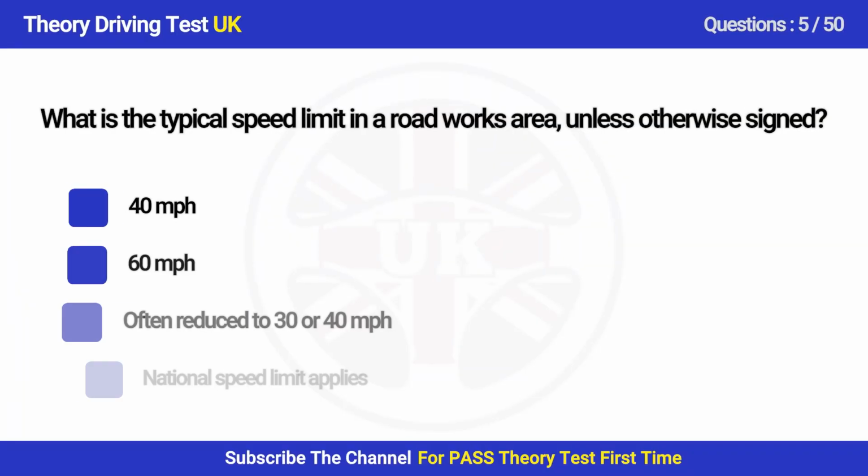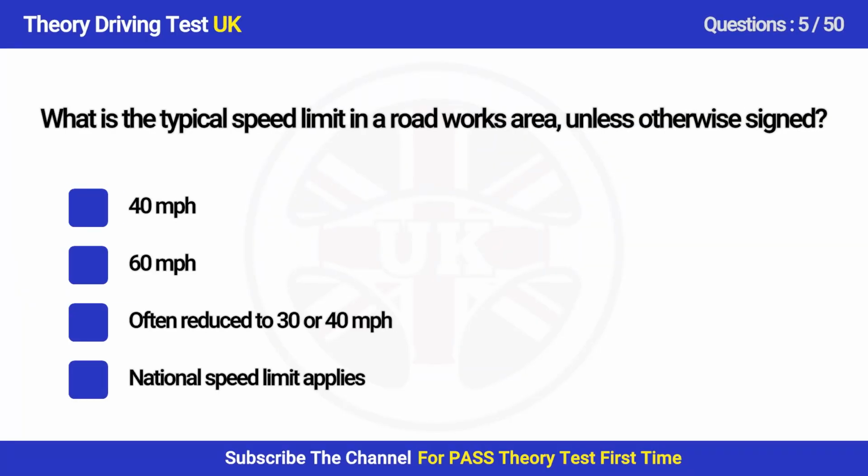Question 5. What is the typical speed limit in a roadworks area unless otherwise signed? A. 40. B. 60. C. Often reduced to 30 or 40. D. National speed limit applies.